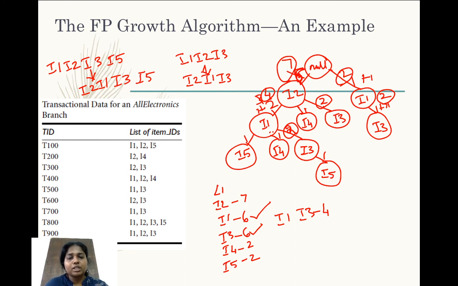Now, when I look into this tree structure, how do I find the frequent pattern? I said minimum support value of 2. So anywhere you see a link weight of 2, you can bring that into the frequent pattern tree. I have the link weight 2 here. So this entire thing can become a frequent pattern. What is the pattern there? I2, I1, I3 is a pattern.